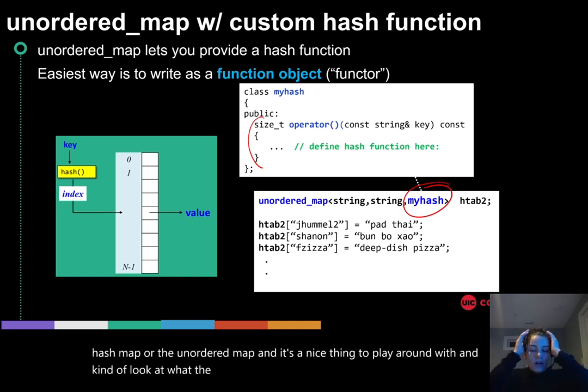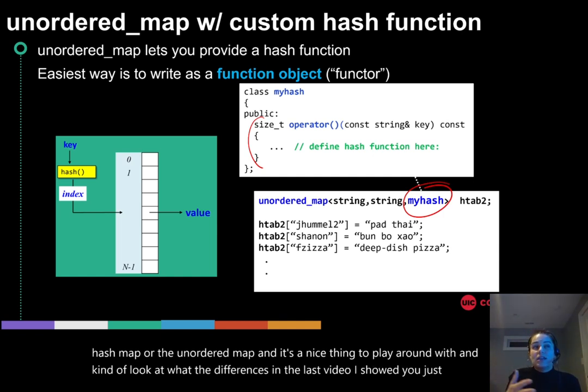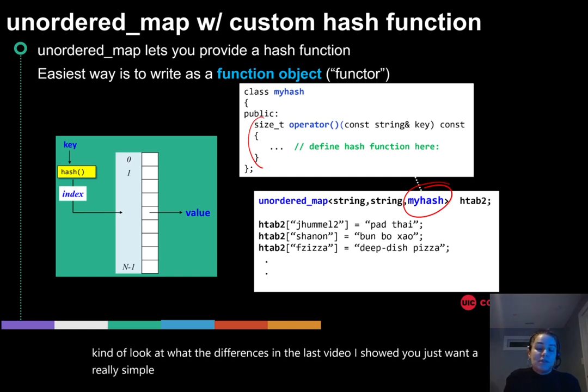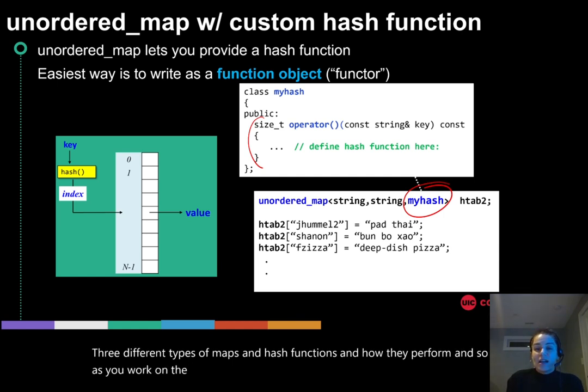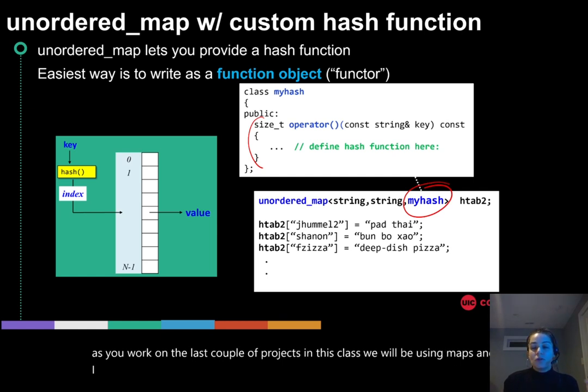In the last video, I showed you just on a really simple case, 3 different types of maps and hash functions and how they perform. And so as you work on the last couple projects in this class, we will be using maps, and I encourage you to play around with some of the different types and see how they perform against each other.